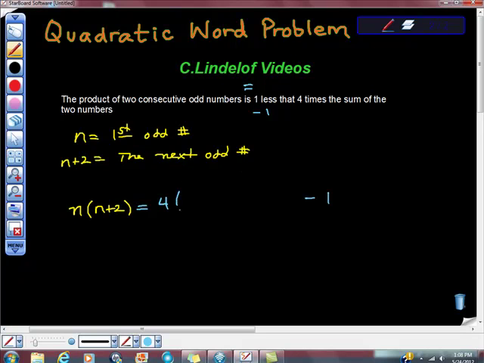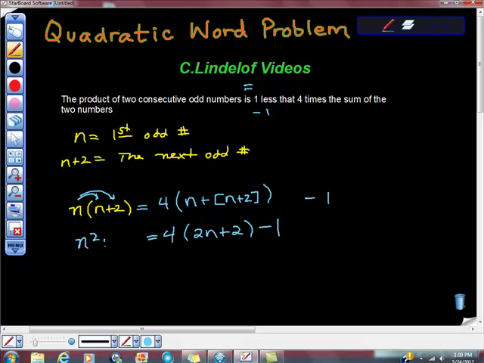And it's 4 times the sum. We're going to add the first number plus the second number, aren't we? And we already agreed that n is the first number and n plus 2 is the second number. Okay, so start doing a little bit of math here, clean this up. n times n plus 2 equals 4 times 2n plus 2, minus 1. I'm going to simplify this by distributing here and here.